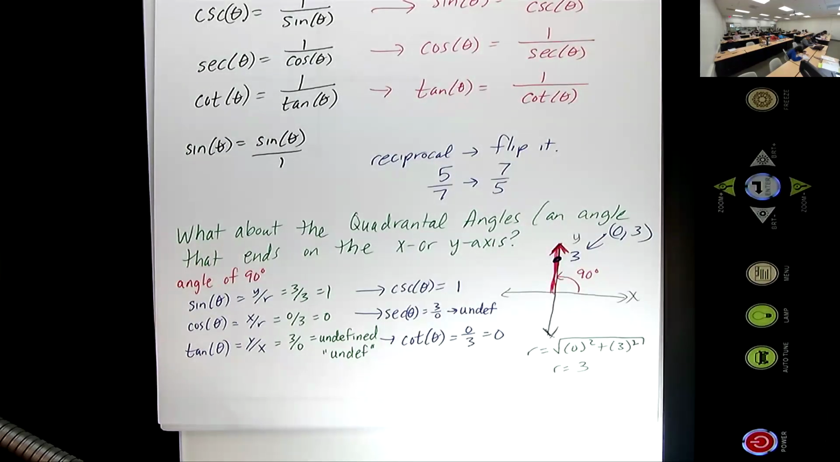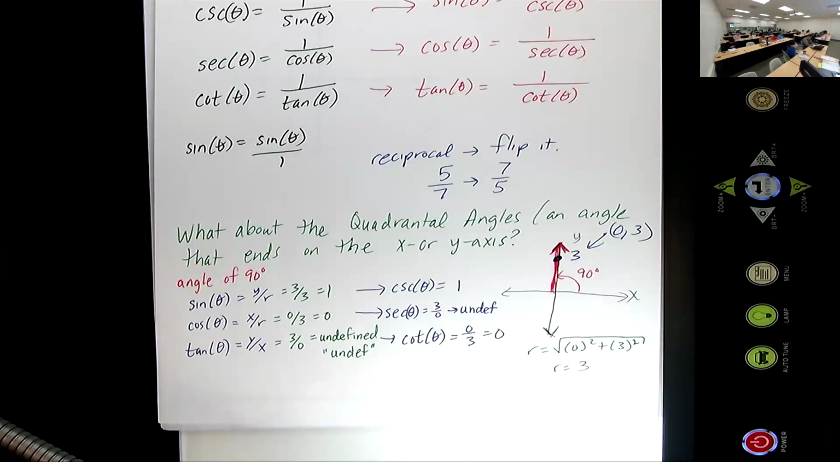So when your point ends up on one of the axes, you're going to end up with a couple of them that are undefined. We could make a giant table of which ones are undefined depending on which axis you're on, positive or negative. That is harder to remember than just doing these 6 trig functions and seeing which ones end up with a 0 on the bottom. It's not worth memorizing a table.